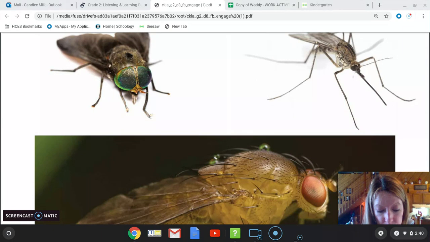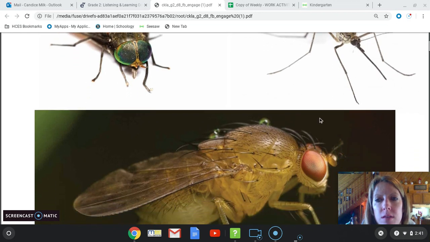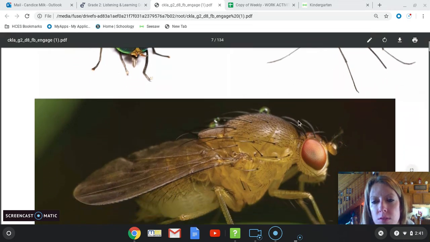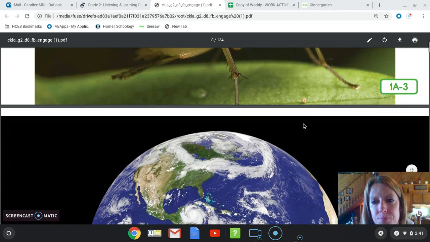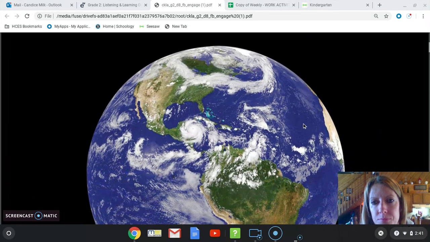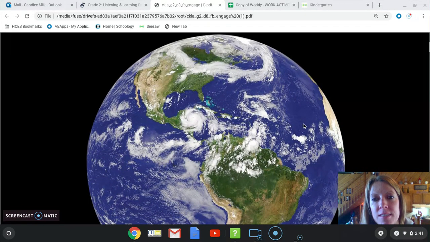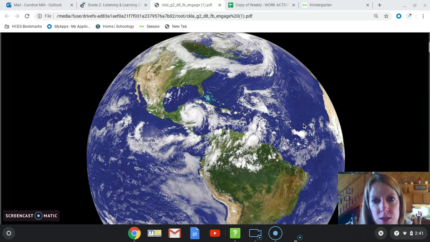A species is a group of plants or animals that are alike in important ways. Houseflies, horseflies, robber flies, fruit flies, gnats, and mosquitoes have many different species that all belong to the same group. And there's a mosquito. What planet is this? That's right, planet Earth.